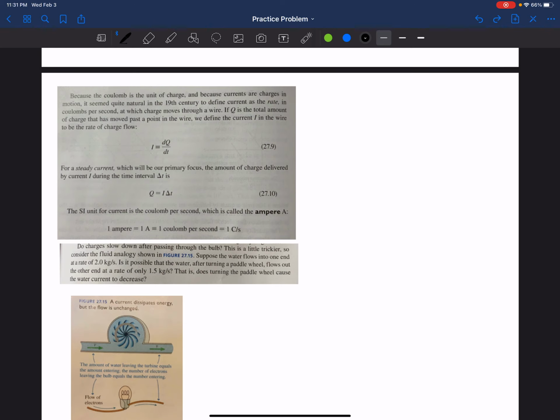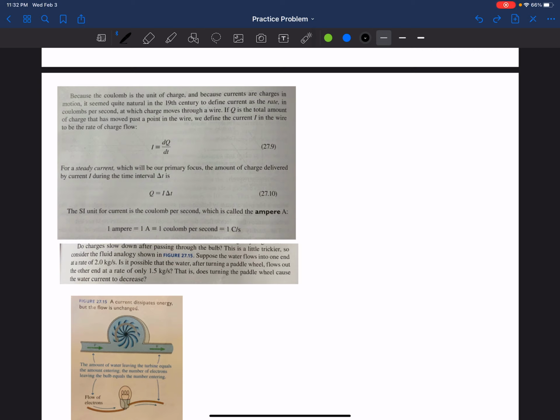Because the coulomb is the unit of charge and because currents are charges in motion, it seemed quite natural in the 19th century to define current as the rate in coulombs per second at which charge moves through a wire. If Q is the total amount of charge that has moved past a point in the wire, we define the current I in the wire to be the rate of charge flow. So electricity is essentially electrons flowing in a wire.